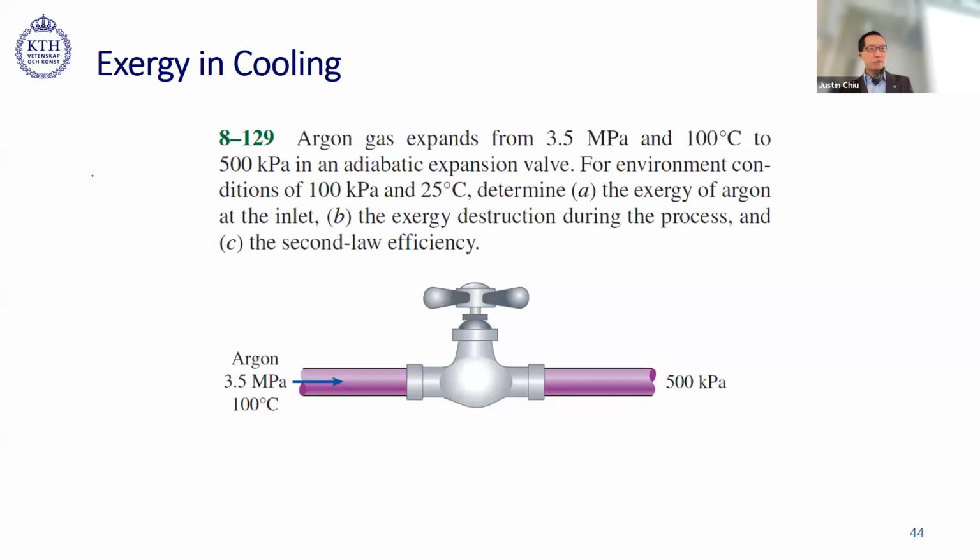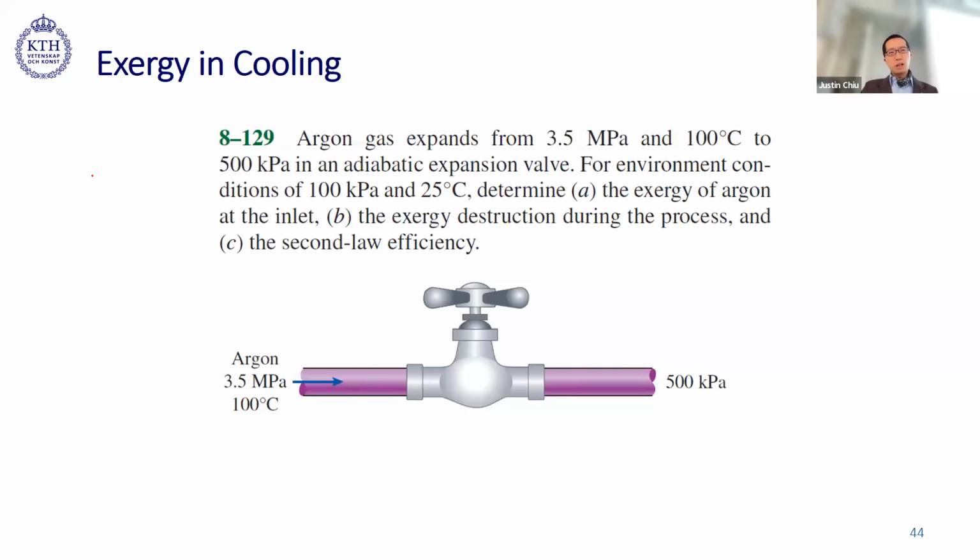So let's do one for argon gas expansion. So we have an argon that is expanded from 3.5 megapascal. So mega means 10 to the power 6, right? So it's 35 atmosphere, 35 bar over here and 100 degrees. And then we expand it to 500 kilopascal. So that means 5 bar, yes. So 35 bar to 5 bar in an adiabatic expansion valve.